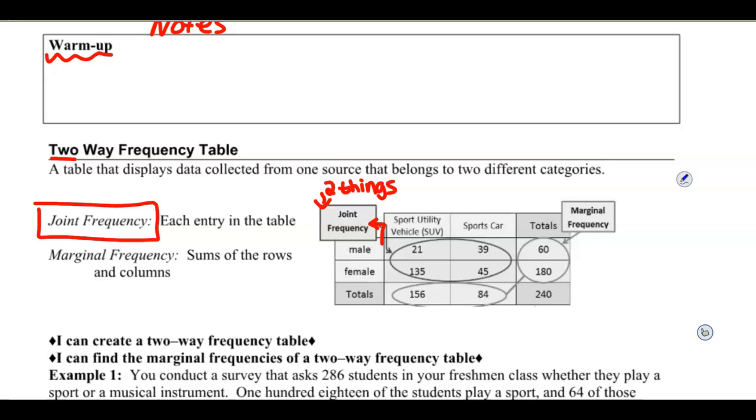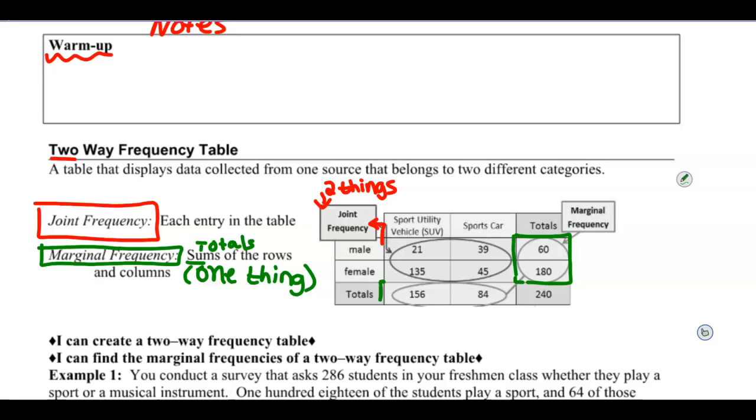The next part we have are called marginal frequencies. And these are important. These are actually the sums, which another word of that is totals, of the rows and the columns. This talks about one thing. So I'm just going to write one thing. So you look at a column. So for example, these are all marginal frequencies. These are the totals of one thing.